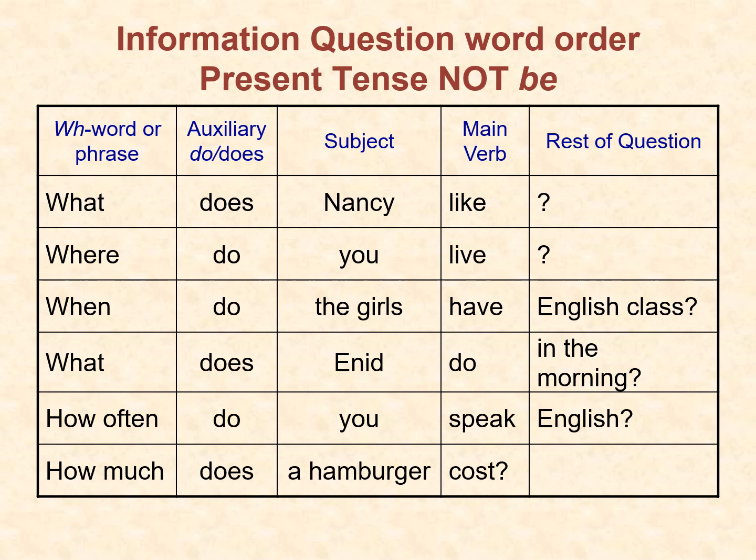And what does Ann need to do in the morning? Does Ann need to do? All right. So the order of words in information questions is the WH word, do or does, the subject, the verb, and the rest of the sentence. Notice that the verb that comes after the subject is in what we call the base form. It does not get the S.